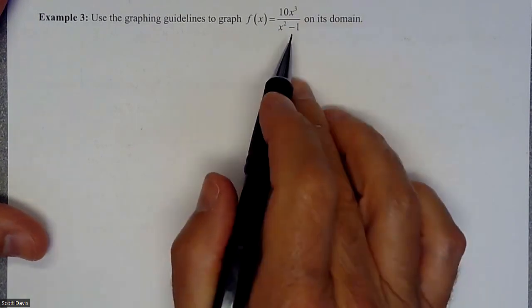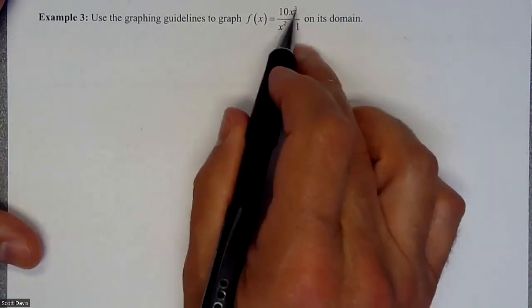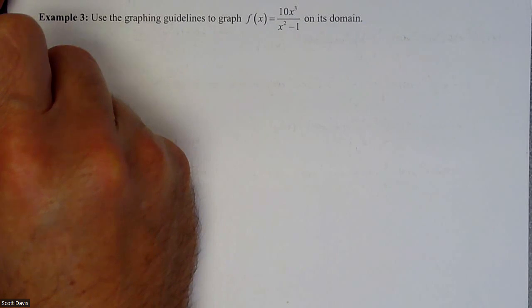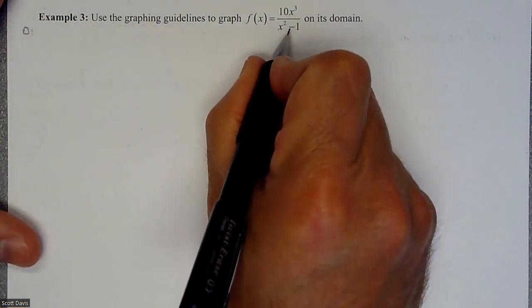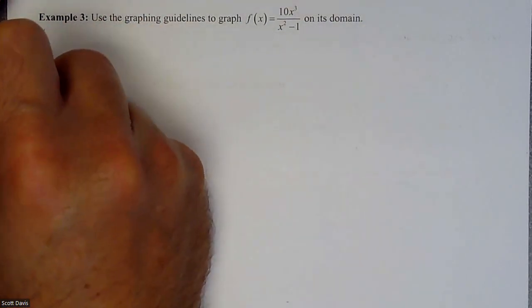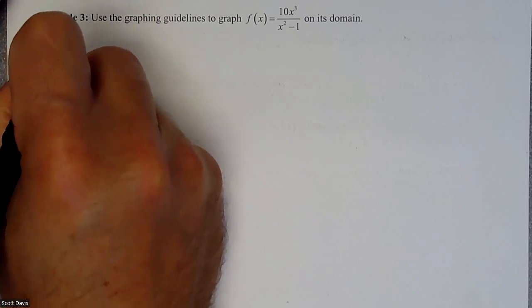So let's start by taking a look at, we know we have a rational. We have some domain problems. And so plus and minus 1 are going to be our domain problems. So x cannot equal -1 and +1.